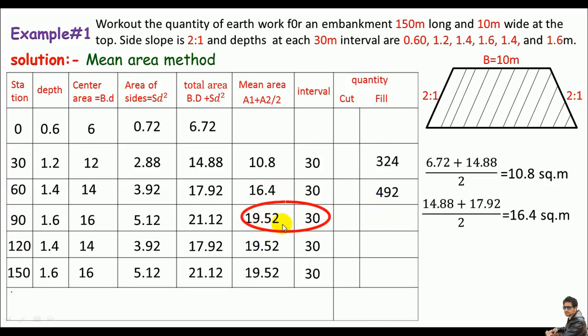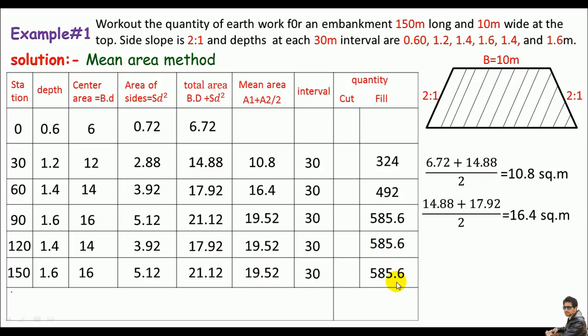19.52 times 30, we can get 585.6 cubic meter as filling. And 19.52 times 30 again. And these three guys are of course the same. So I'll just plug the values, right?